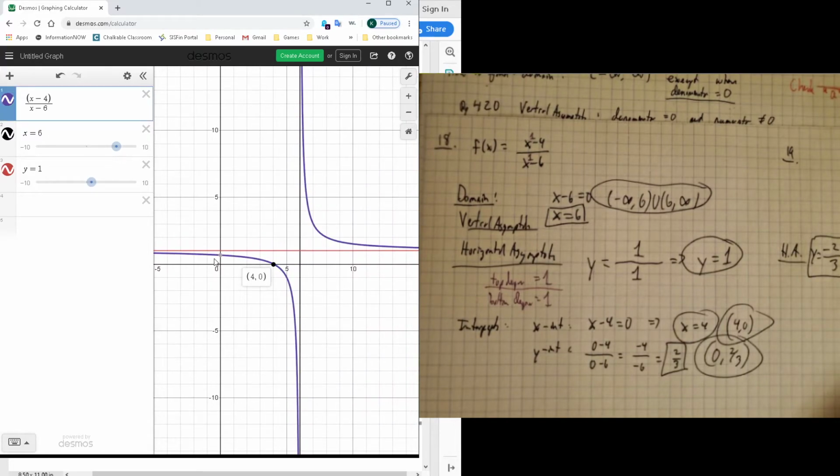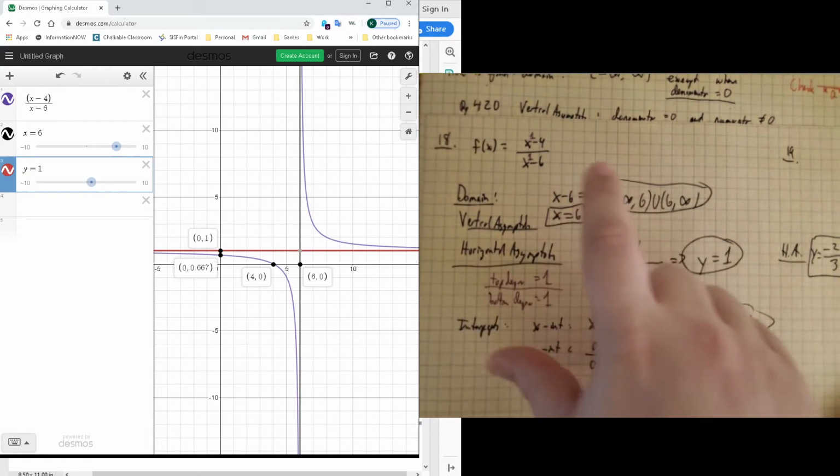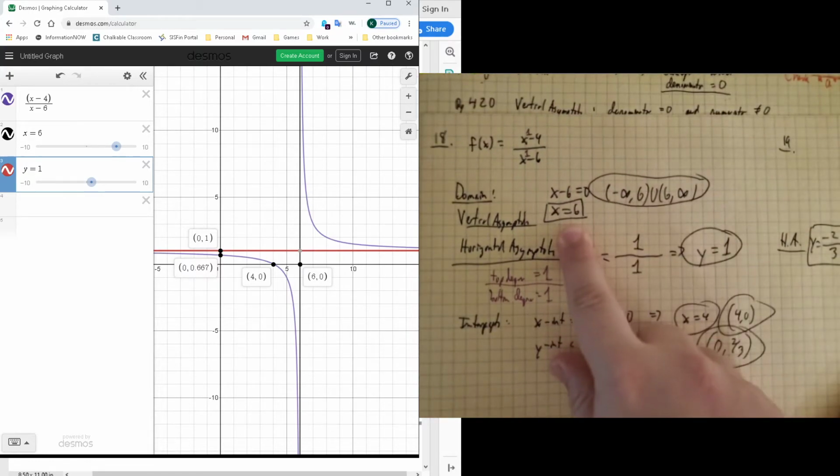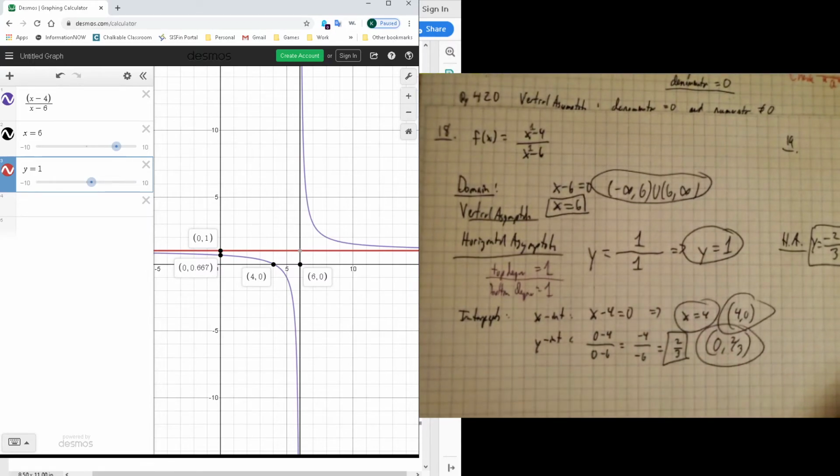So I found 4, 2/3. I found my 6 for my x equals 6. And I found my 1 for my y equals 1. I was able to find the domain, vertical asymptote, horizontal asymptote, and the intercepts using a process. No matter how complex the function gets, this is always the case. Okay.